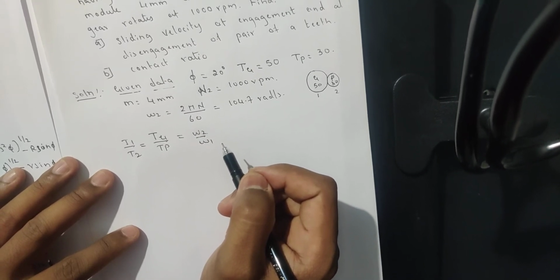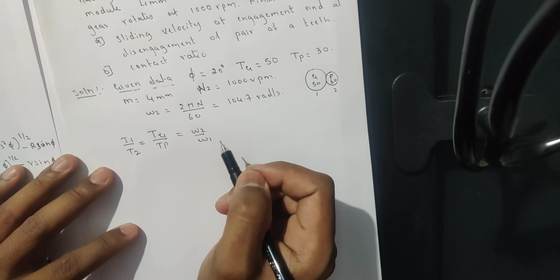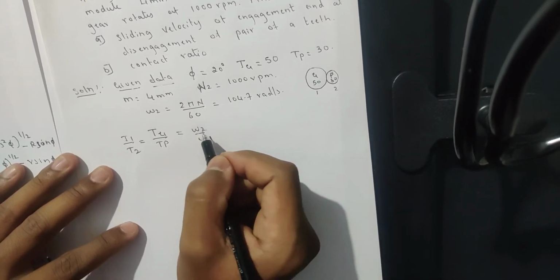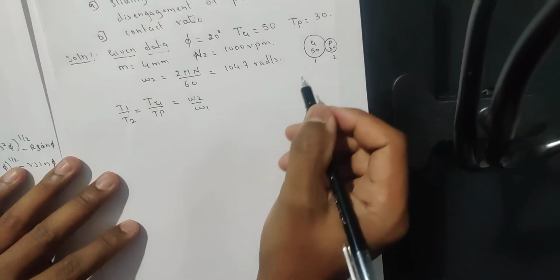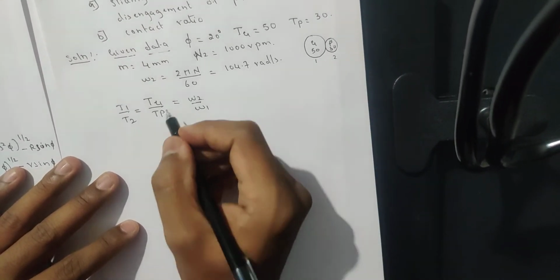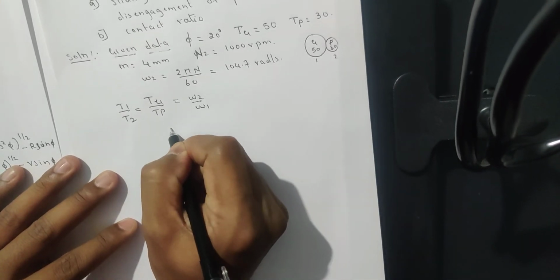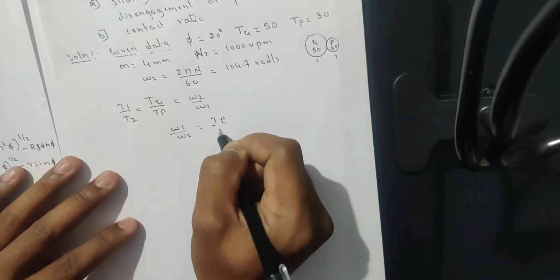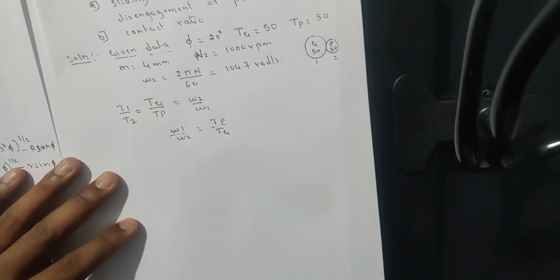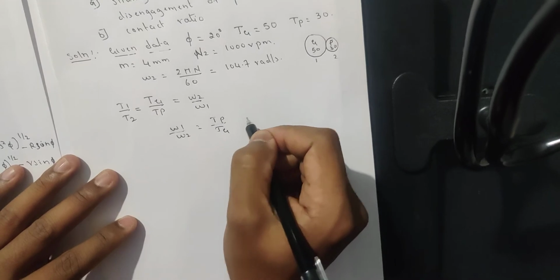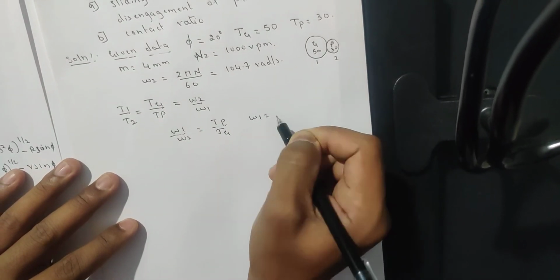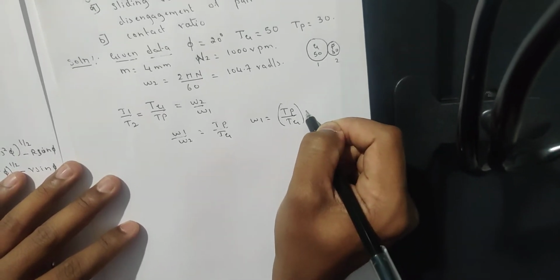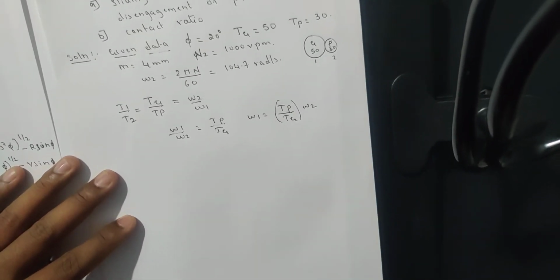Okay, so is it right? Omega 2 upon omega 1. What we require is the value of omega 1 here. So I'll reverse them. Omega 1 by omega 2 is nothing but Tp by Tg. So I'll take omega 1 here. Omega 1 is nothing but Tp by Tg into omega 2.